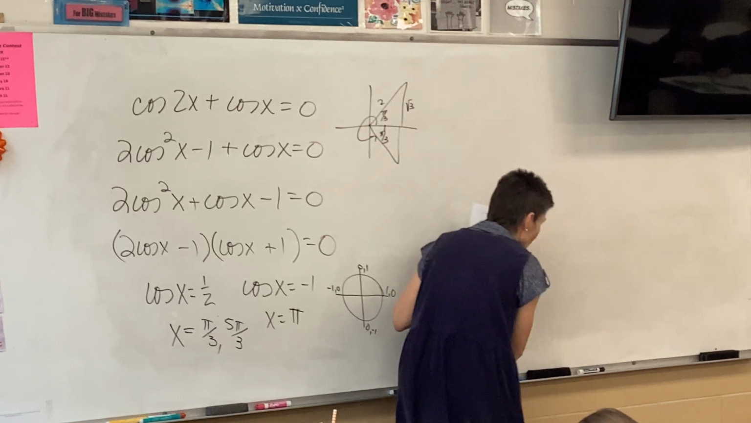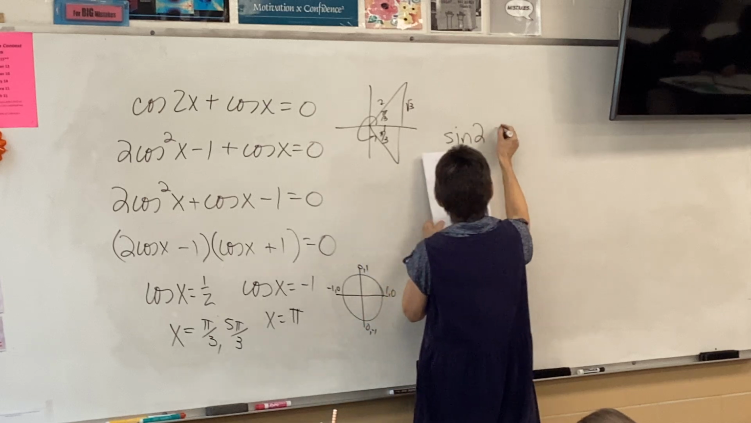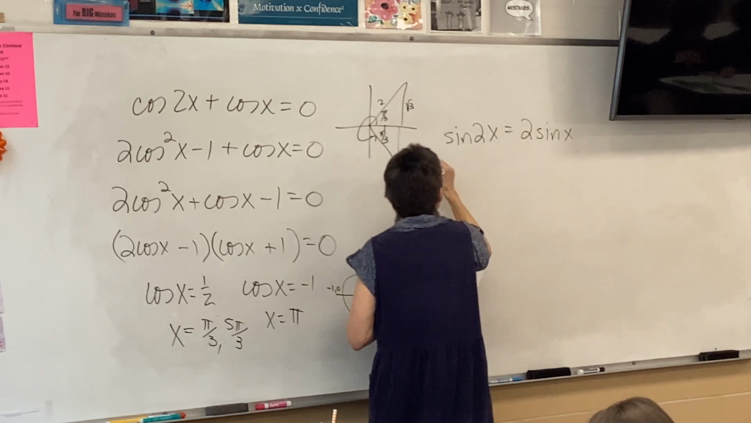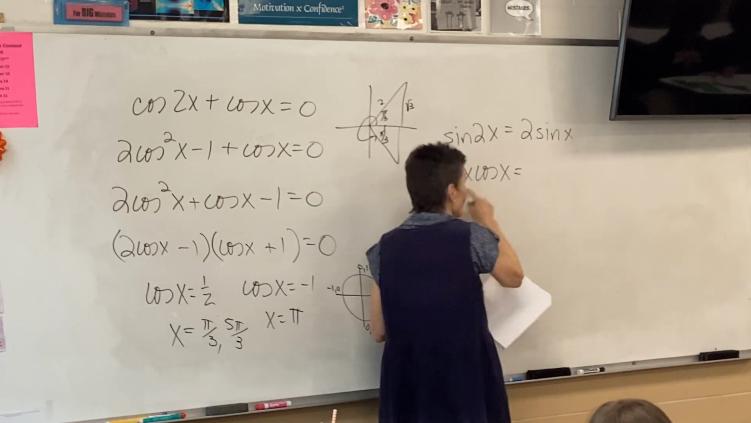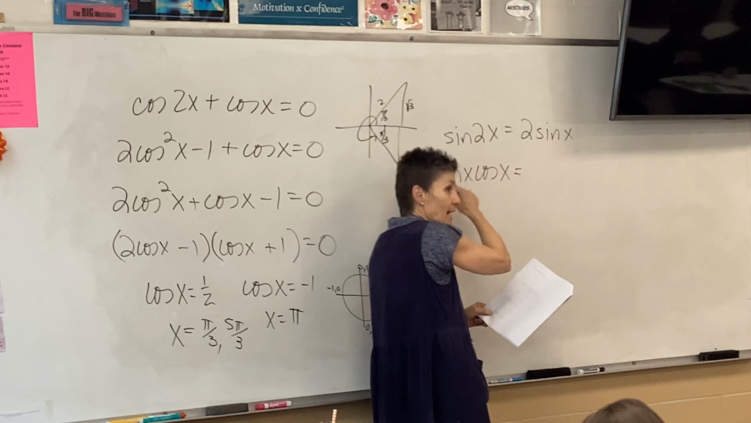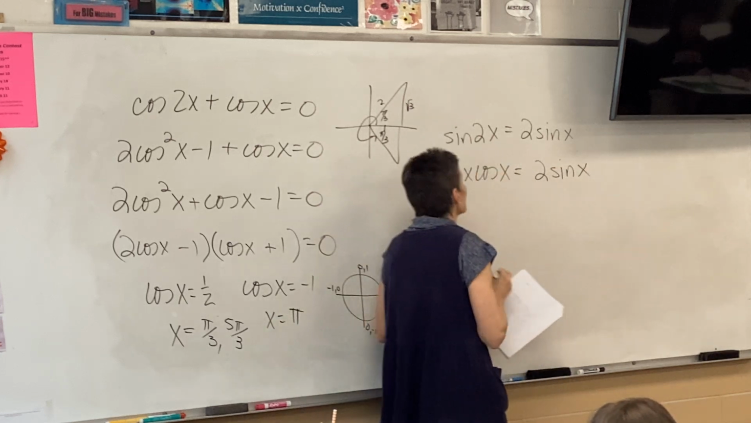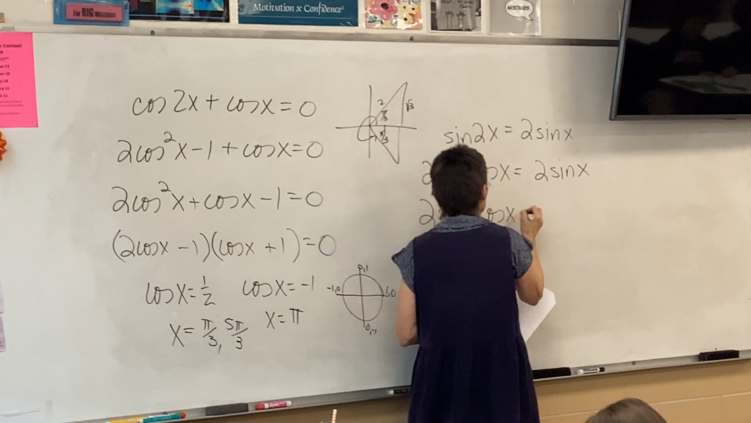Do you notice that you got a 2x in this problem also? Yeah. So you're gonna fix that. So what is sine 2x? 2 sine x cosine x. Yep. You don't have a choice on that one. That's the formula. Yeah, that's all there is. All right. Subtract the 2 sine x over.